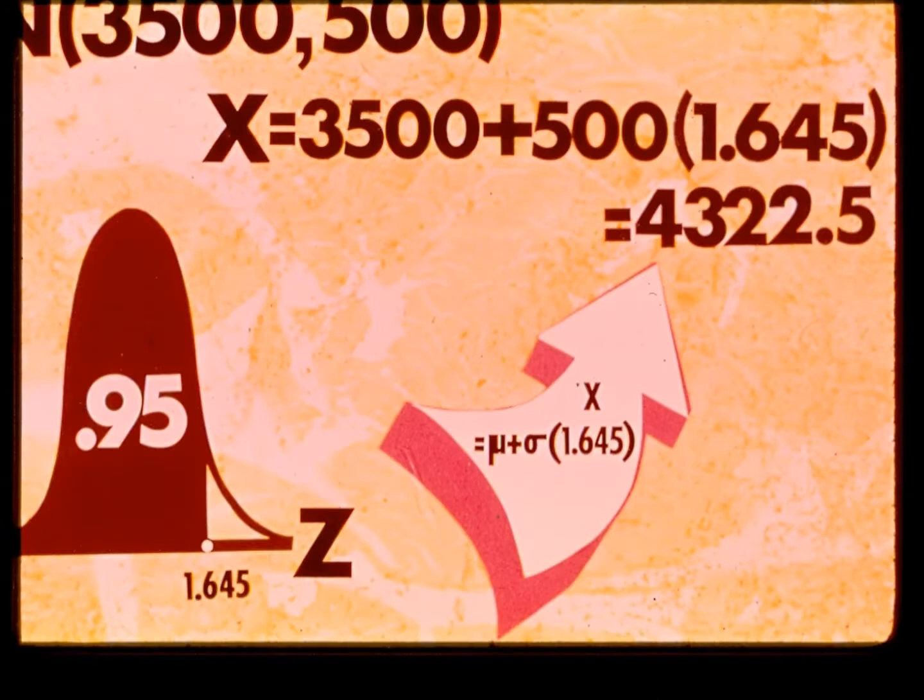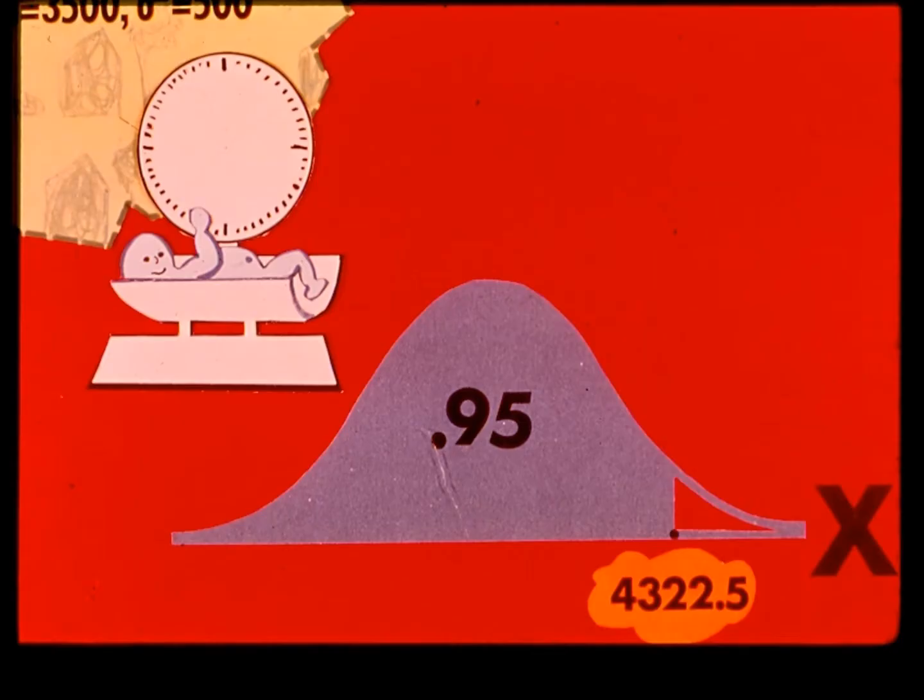Here is the problem worked out using the Xifying formula. The 95th percentile of X is given by 3500, which is mu, plus 500, which is sigma, multiplied by 1.645, which is Z. The result obtained is 4,322.5. This means that 95% of the birth weights in the community are below 4,322.5 grams, which is the answer we seek.